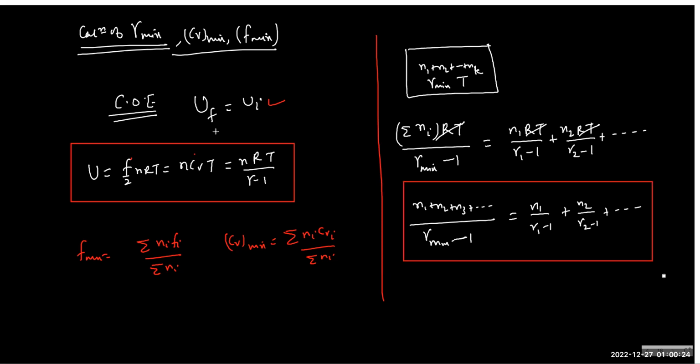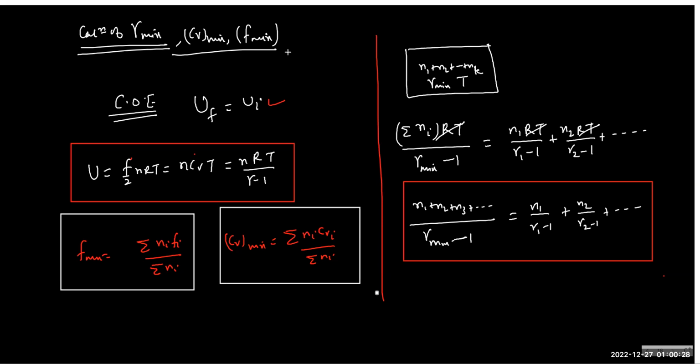And based on every formula, there is one question which JEE-Mains has asked so far in their life. And if you want to write the answer, you can write it this way also. So gamma mix can also be written as 1 plus 2 by F mix. I hope this is clear, guys. Yes, sir.